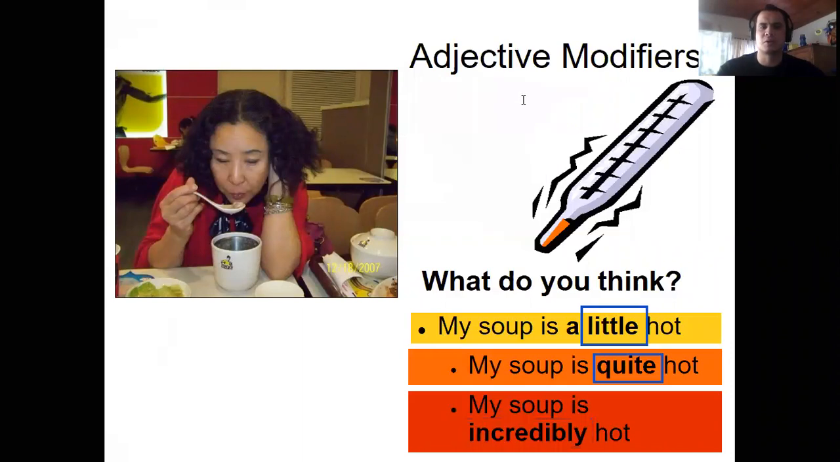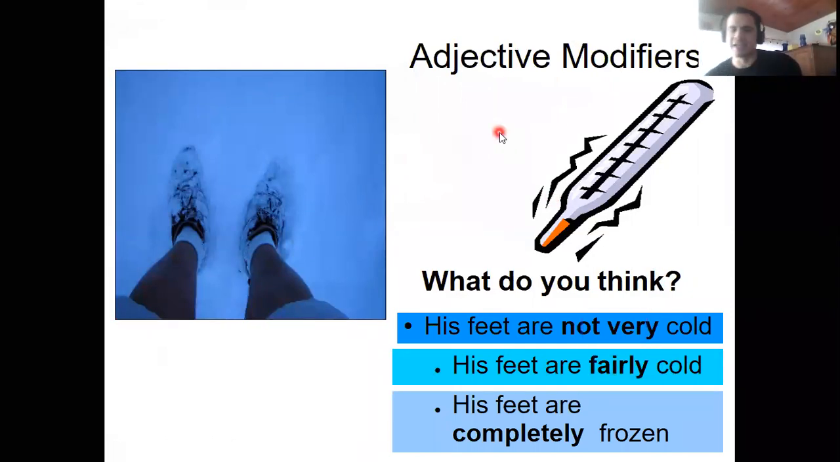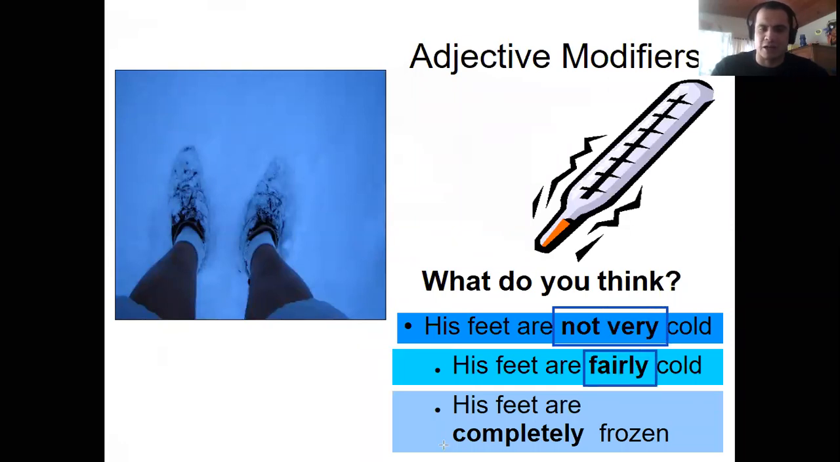So this one, so my spotlight is the finish today. Okay, this one. Okay, what do you think? His feet are not very cold, fairly and completely. Three students look up in the dictionary. Me van a buscar. So completely es como completamente. I don't know. Búsquenla en el diccionario. Fairly, not very, and completely.